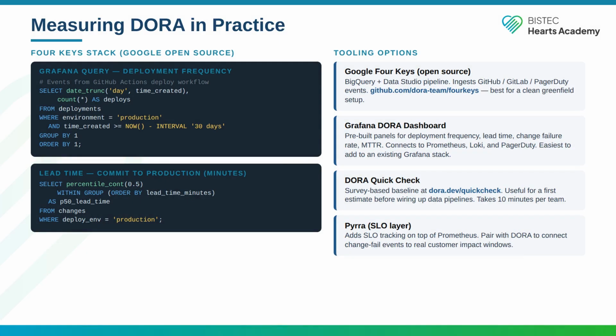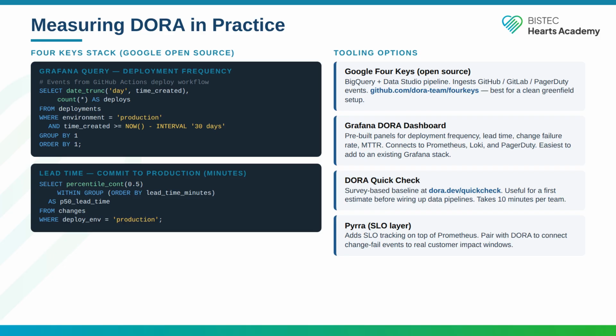Google open-sourced the 4 Keys stack. It ingests events from your GitHub Actions pipelines, your incident tracker, and your deployment system, then computes the 4 metrics automatically. If you are on Grafana, community dashboards wire directly to this data. The Prometheus recording rules shown here compute deployment frequency as deployments per day, and lead time as the median time from the first commit in a pull request to the production deployment. Both are queryable directly from your existing observability stack.